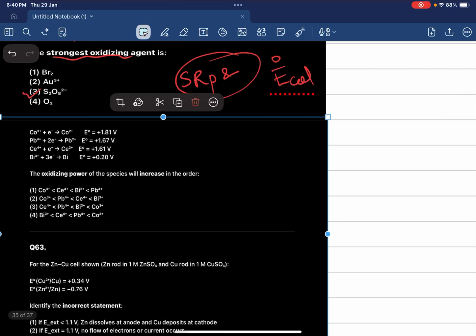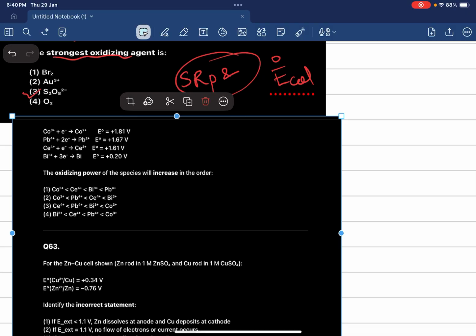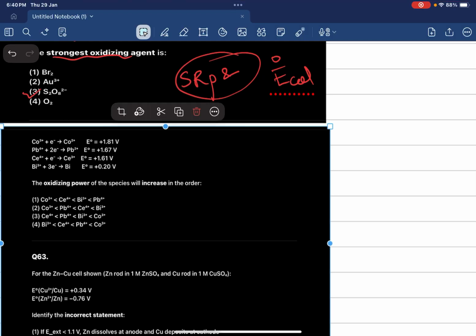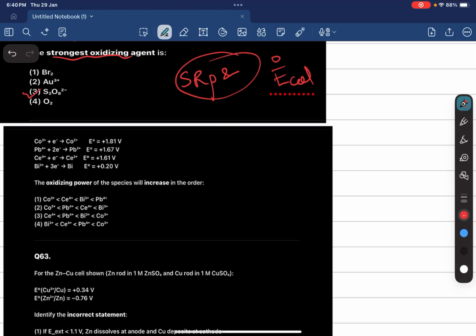Coming to this, Co3+ plus electron, the values are given like this. Same as the above question, they are asking the oxidizing power order. So how to decide oxidizing power? It is just the same as above: the higher the SRP value, the more the oxidizing power. So the same order it will be. Highest is for Co3+. Next 1.67, 1.61, 0.20. Accordingly we can find. So the answer is the fourth option.